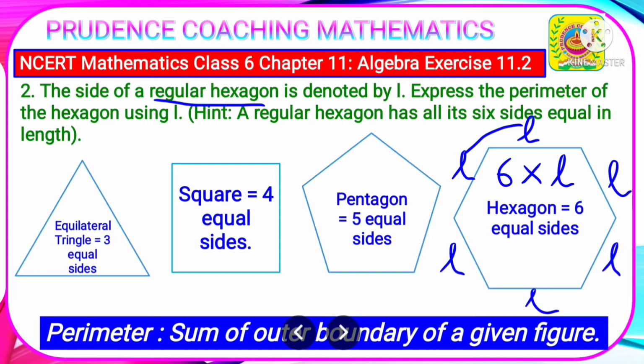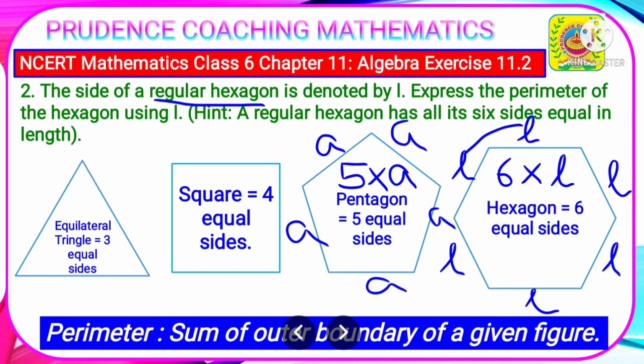Let us take some more examples to understand the concept of perimeter better. As you can see, this particular figure is a regular pentagon which has 5 equal sides. So let us assume each side to be L, or you can assume some other letter also. Let us assume it to be A. So if we assume it to be A, we will get 5 times A. We need to add 5 times A, or we can write 5, that is the number of sides, into the length of each side, that is A. So 5A is the perimeter of a regular pentagon.